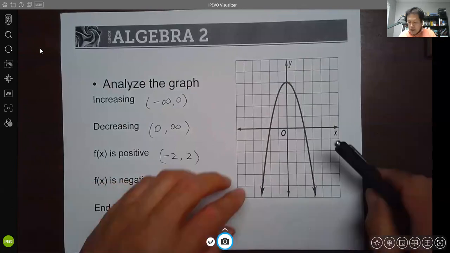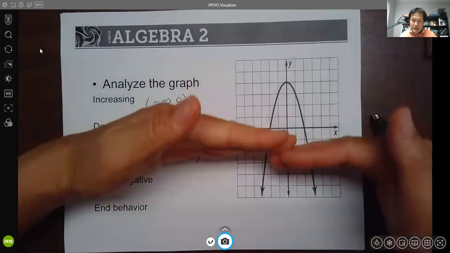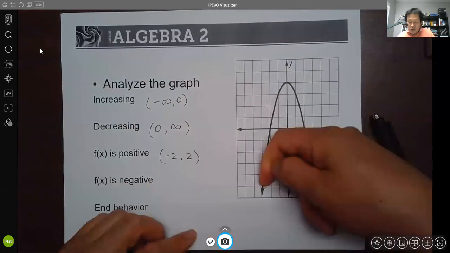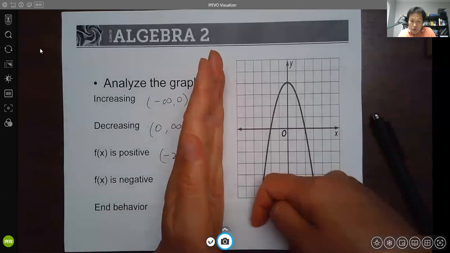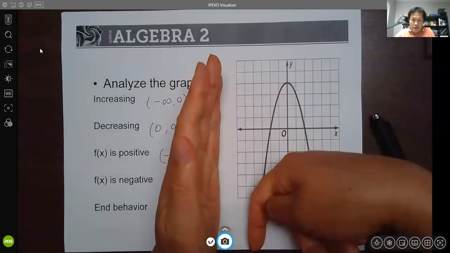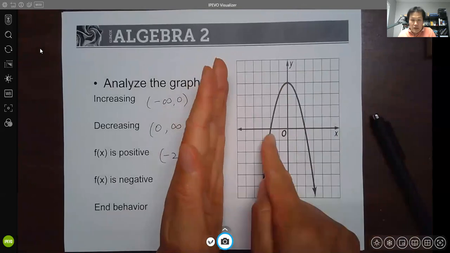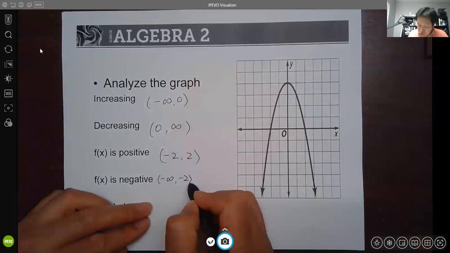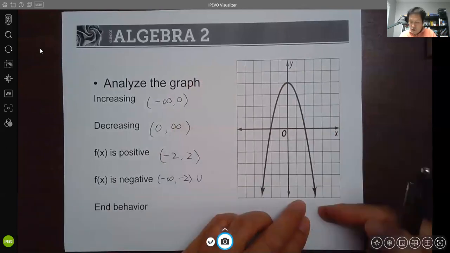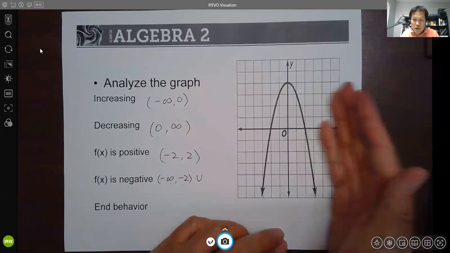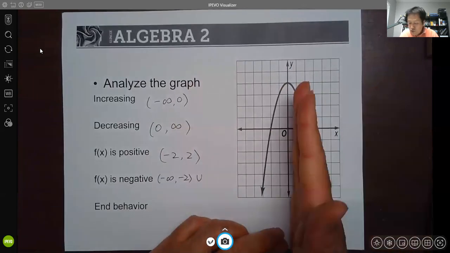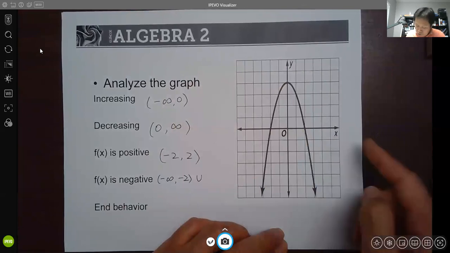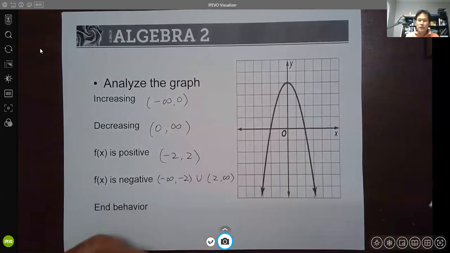Where is it negative? Anywhere below the x-axis, that's where it is negative. So right here is negative. Where? You have to answer from x value where to where. So it keeps going to the left. So minus infinity to x value of minus 2. Minus infinity to minus 2, union with, because there's another portion below the x-axis. Where to where? 2 to forever. 2 to positive infinity will be negative.